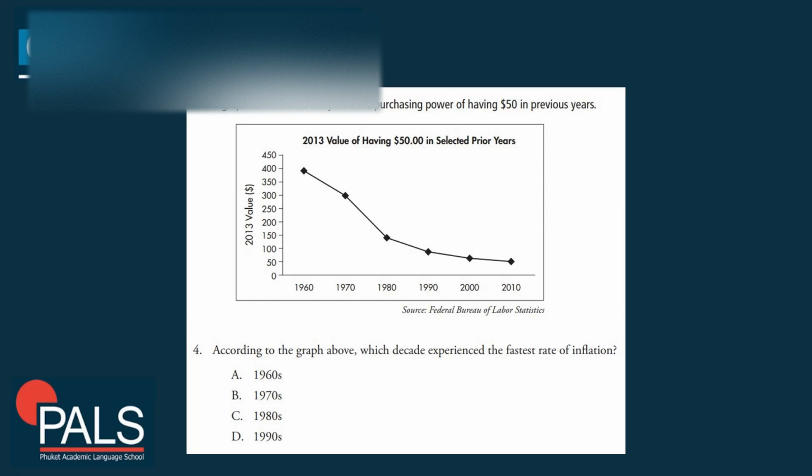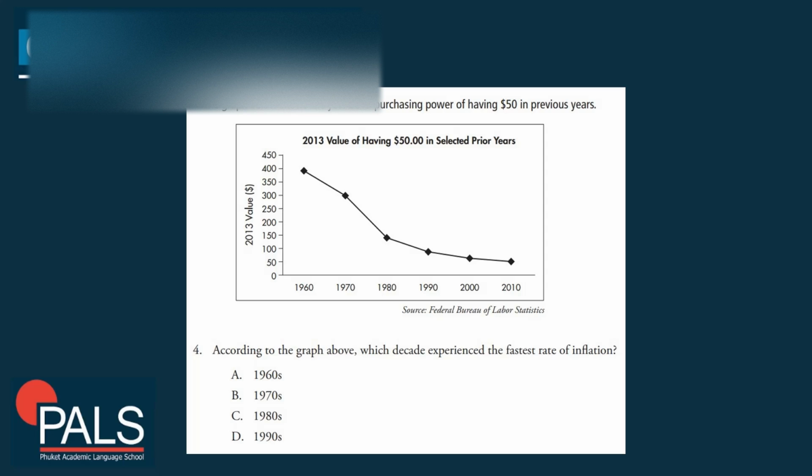Okay, here we have a line graph that's showing us the 2013 value of having $50 in selected prior years. What that means is the 2013 value of $50 and how much it would have been worth in years prior. You can see the farther it goes back, the more it is worth. So, the 2013 value of $50 would have the purchasing power of $400 in 1960.